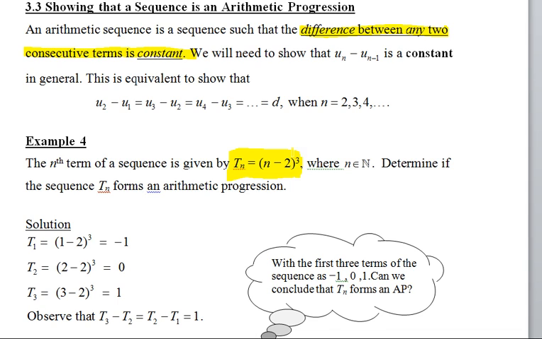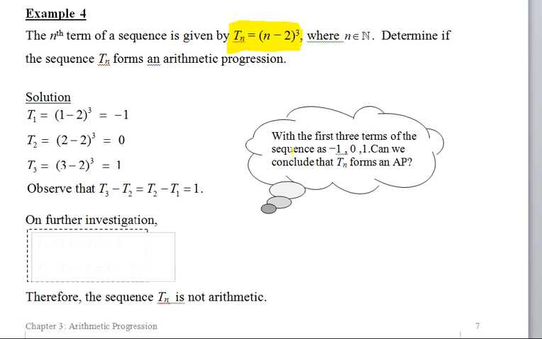Okay, your primary six brother or sister may say yes because this plus one again. Plus one. Correct. Got pattern. But so far, you have only said that the first three terms follow an AP. Can you be very sure that it follows an AP throughout? No. Actually, on further investigation, you find what is T4.